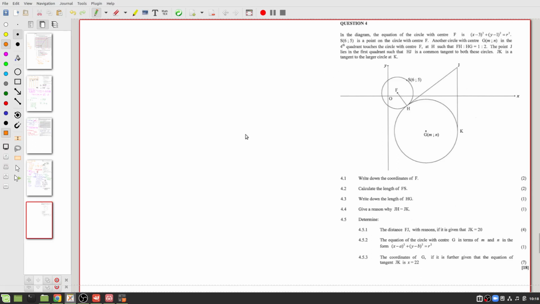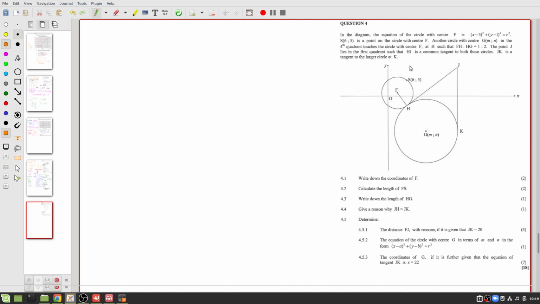Alright, so we are on question 4 of the November 2018 South African CAPS syllabus Matric Mathematics Exam, paper 2. Question 4 is a question on analytical geometry, specifically focusing on circles, as you can see. Right, let's read it. In the diagram, the equation of the circle with center F is that. So they give us the equation of this circle.